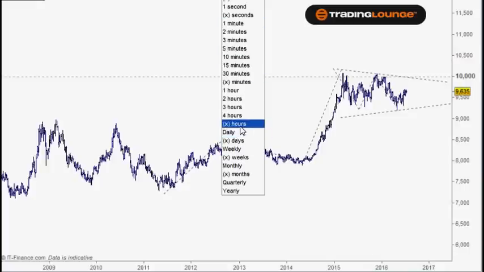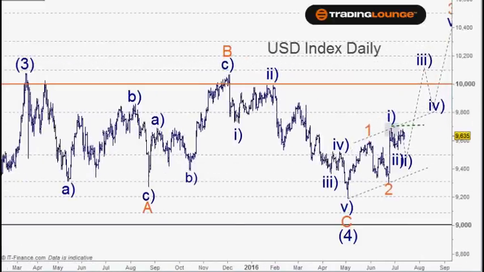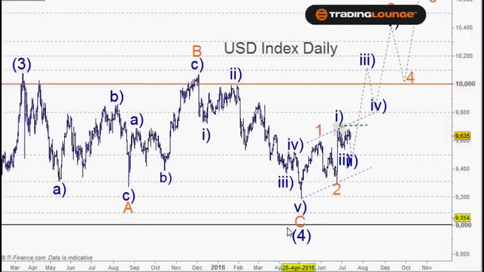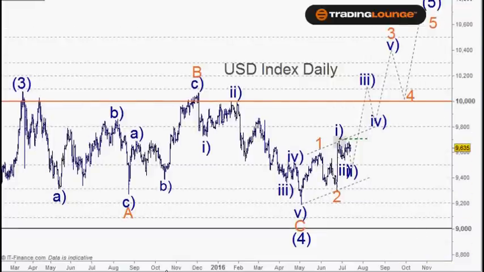On the daily chart, which we've seen quite a few times, is the wave four that we're looking at from wave three, an A and a B and a C for wave four. We're looking for this to trigger to the upside for wave five moving up, in line with the indices and weaker yen.